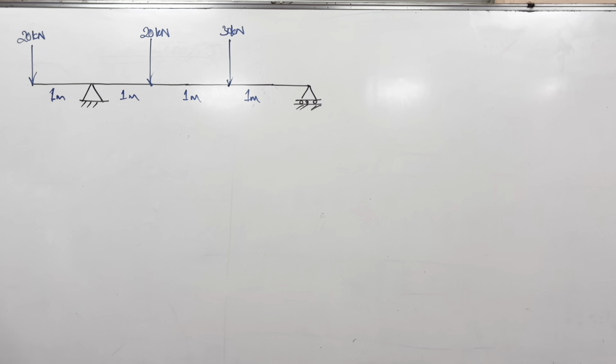Good morning, guys. We'll solve this numerical on a simply supported beam with an overhang. You see that at the left side there is an overhang, and it is the way the numericals will be given in the examination. So you need to convert this into first what?